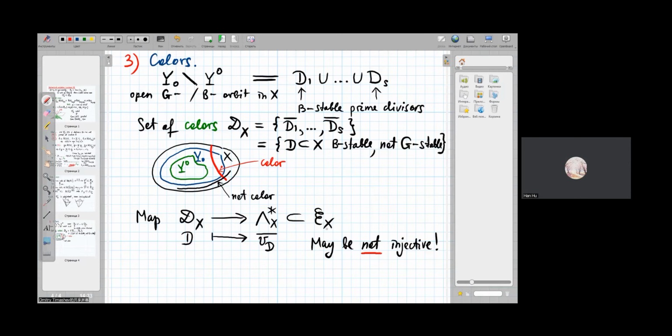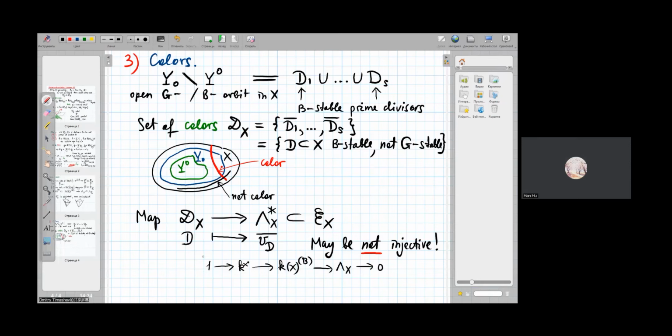The first question was about what is this V_D bar. Let me recall that we have the following picture. We have an exact sequence: 1 goes to k cross, goes to k(X)^(B) (the B semi-invariant rational functions), goes to the weight lattice, goes to 0.